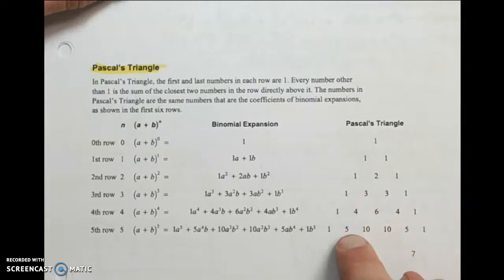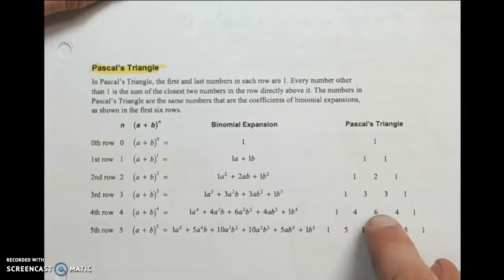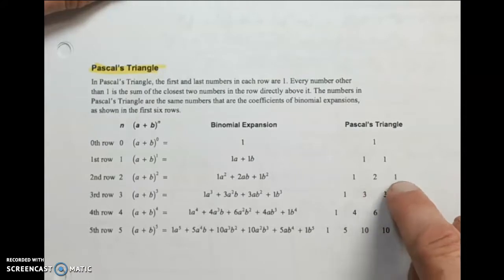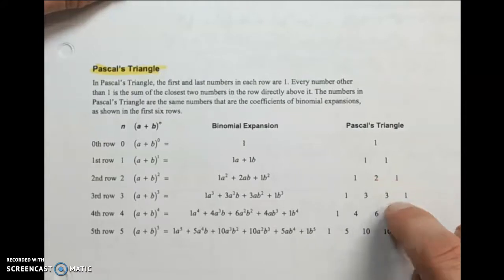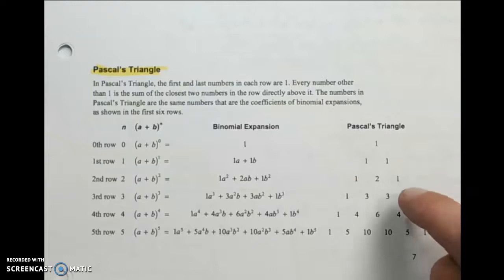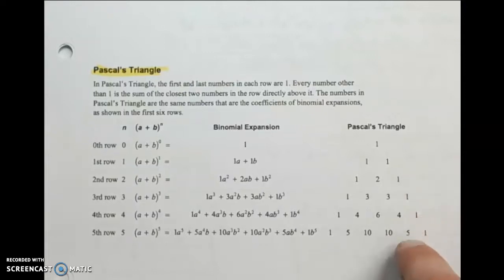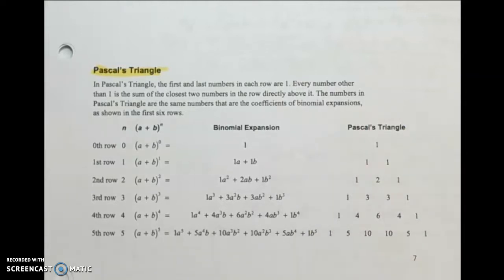1 plus 4 is 5. Right? 6 and 4 is 10. 1 and 2 is 3. So, the two numbers directly above add up to give you that number. Right? 4 plus 1 is 5. Ones are always on the outside.